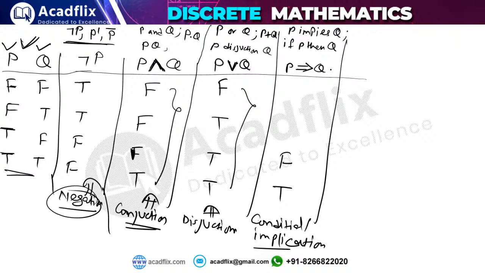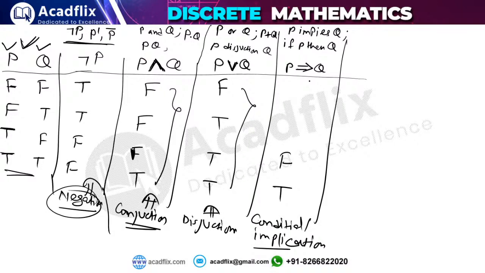Because P implies Q is saying that if P is true then Q should be true, but Q is not true, so that's why it is false. Remember, it is saying if P is true then Q should be true, but it is not making any claim about what will happen if P is false. There is no claim. We are only saying that if P is true then Q is true. There is no claim regarding what will happen if P is false.